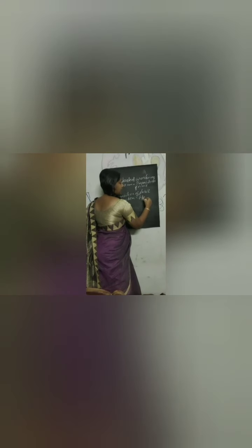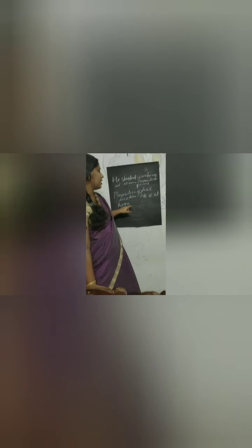Anyone say it? Okay, it's correct. He is at home. Here we see he is at home. Here it mentions at, so it is place and direction. Through this sentence we can know where he is placed. Okay, let's move on.